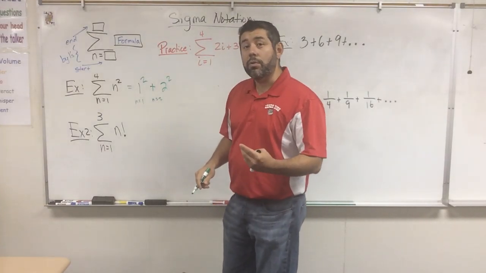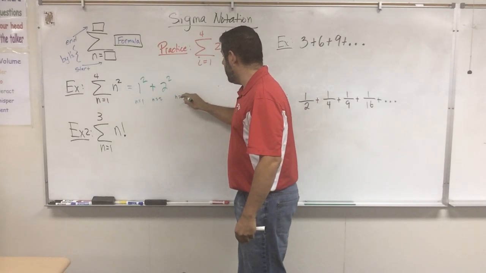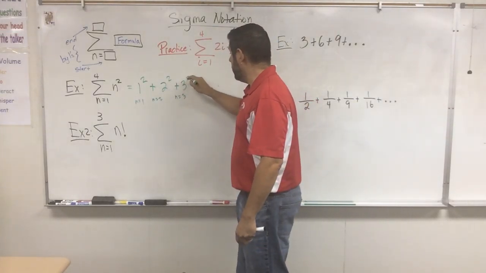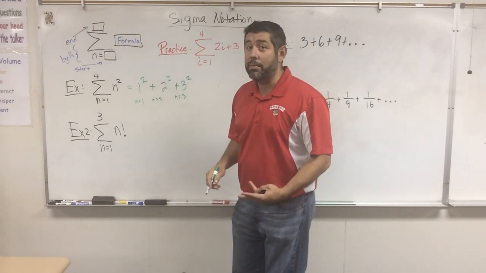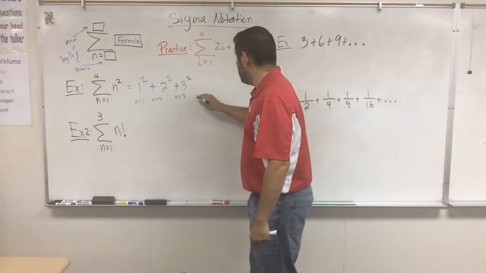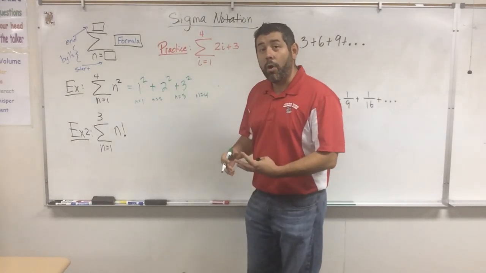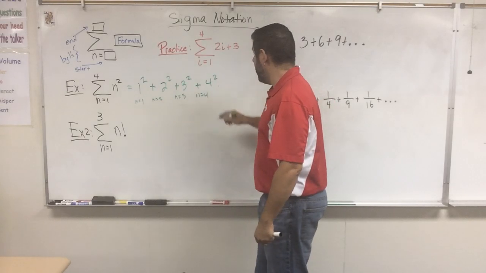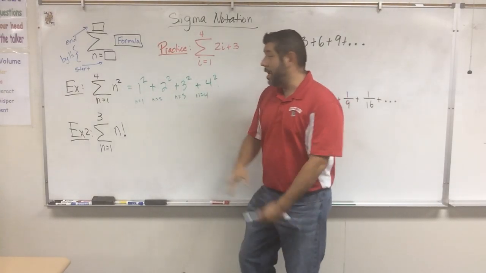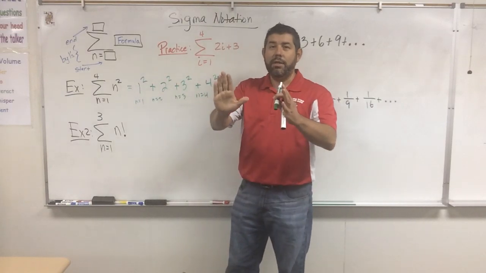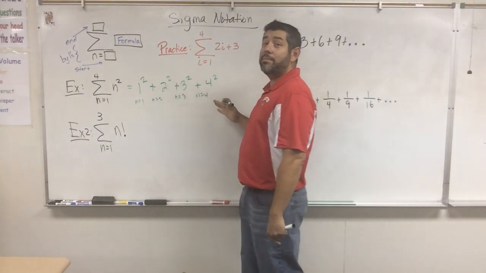That's n equals 2. Now we do n equals 3, so plug 3 into our formula: 3 squared. I've got to keep going because the top number is 4. So now we're doing n equals 4. Plug 4 in there: 4 squared. Now I stop. I did 1, 2, 3, 4. The top number says, hey, stop, you're done. Add these up together.